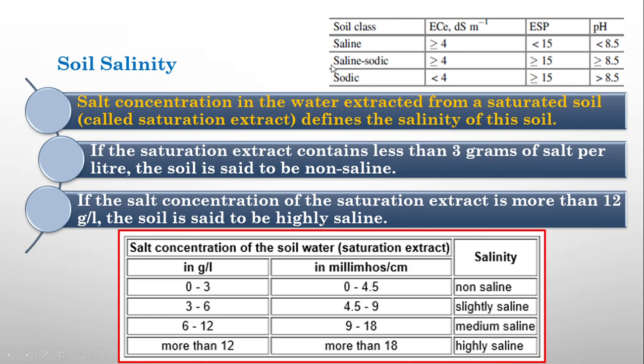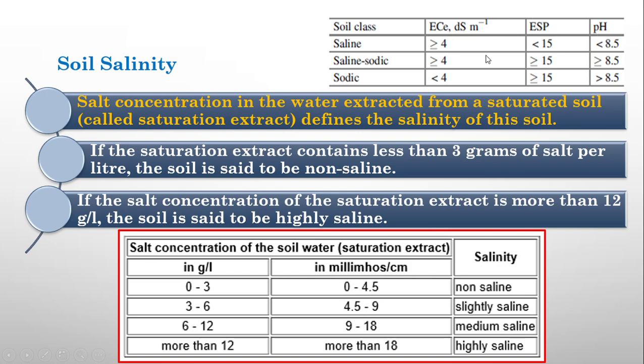Mainly the soil can be classified into three types according to their salinity. This classification is based on three parameters. One is EC, the electrical conductivity, which is an indirect representation of salinity. When EC is higher, it means salinity is higher. And ESP is the exchangeable sodium percentage, which indicates the exchangeable sodium in the soil. And pH is the negative logarithm of hydrogen ion concentration, which represents acidity or alkalinity of the soil.